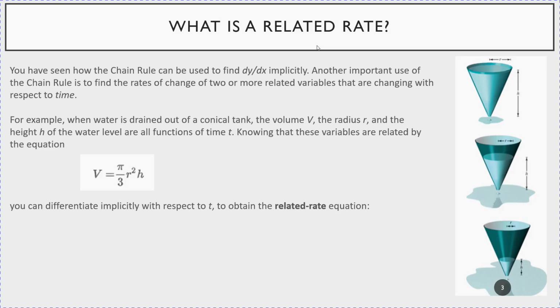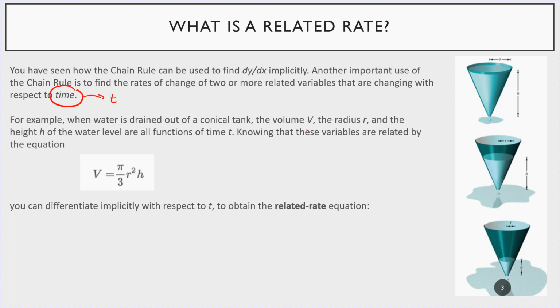So for example, what is a related rate? What are we even talking about first? You've seen how the chain rule can be used to find dy/dx. Another important use of the chain rule is to find the rates of change of 2 or more related variables that are changing with respect to time. So we have these 2 variables that are changing with respect to time, so this is going to be some variable t.